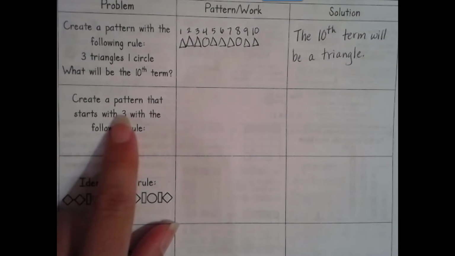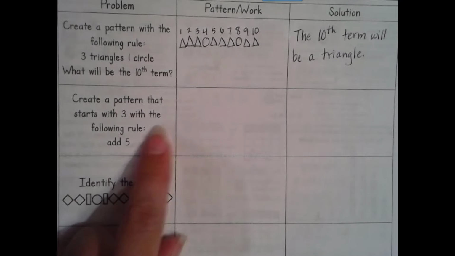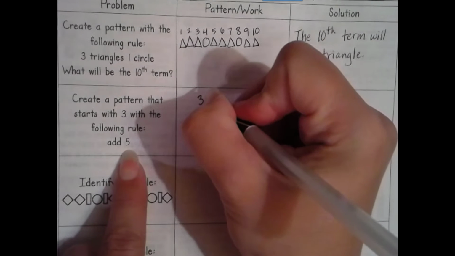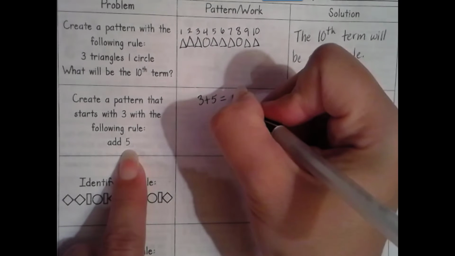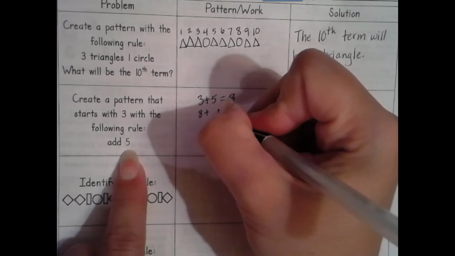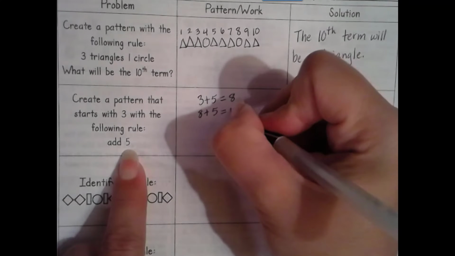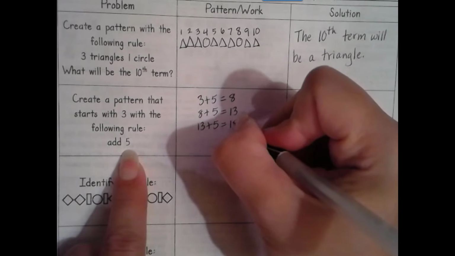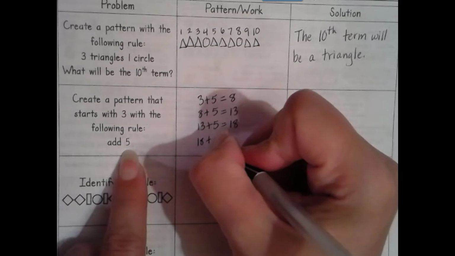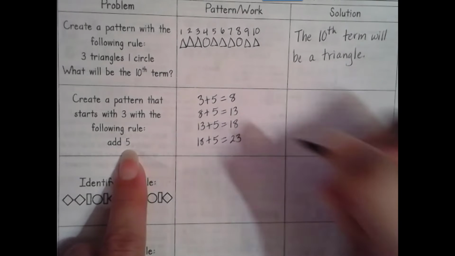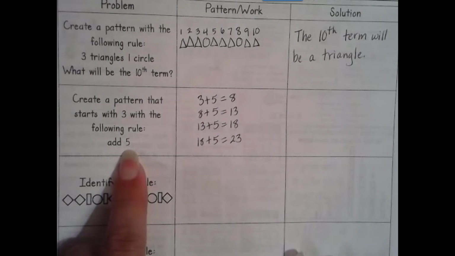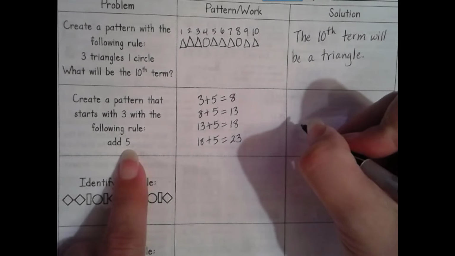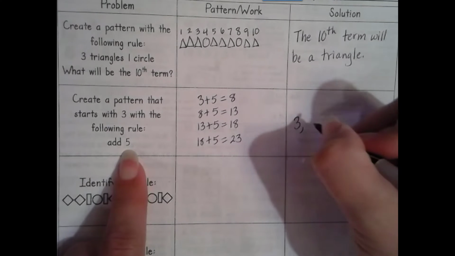Now it says create a pattern that starts with 3 with the following rule. Add 5. So 3 plus 5 equals 8. 8 plus 5 equals 13. 13 plus 5 equals 18. 18 plus 5 equals 23. I could keep adding because following this rule, the pattern actually would never end.